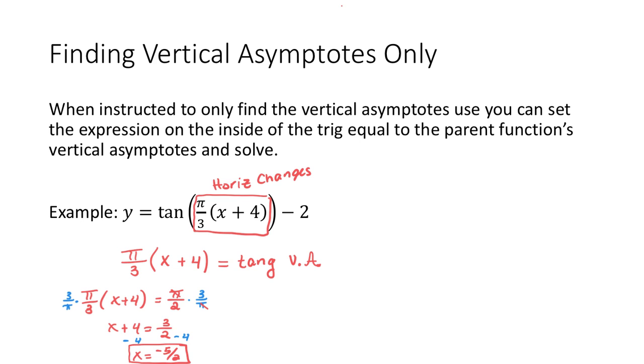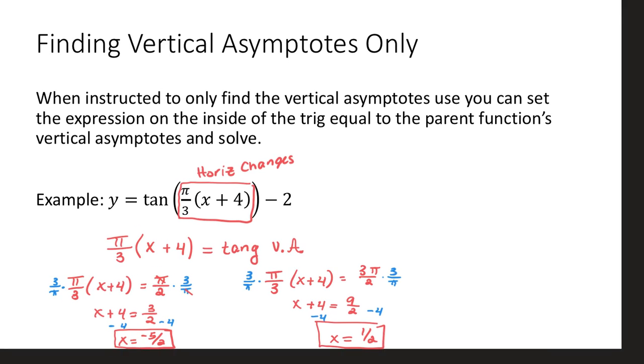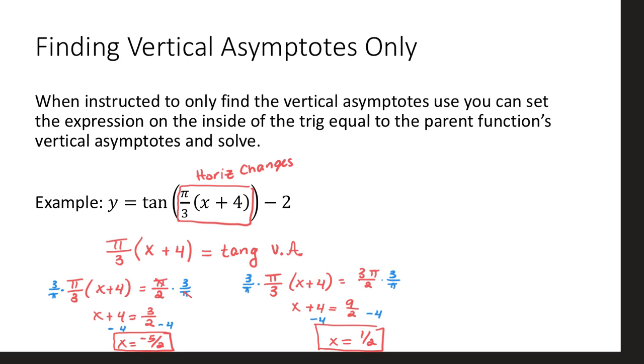I'll do another one. We knew that there was a vertical asymptote at 3 pi over 2, so I'm going to start with my inside equation. And again, I'm going to solve this just like the last one. Pause the video and see if you can find this vertical asymptote. And I can also do this for my equation to find all vertical asymptotes.